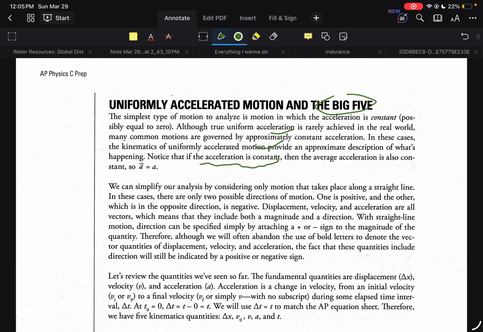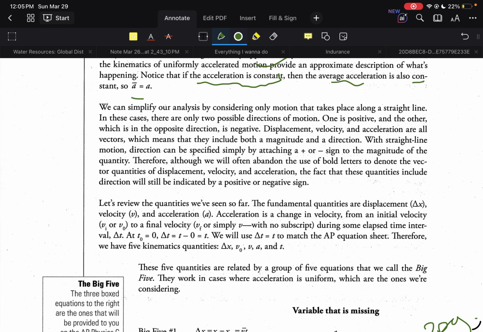Notice that if acceleration is constant, then average acceleration is also constant. In this case, there are only two possible directions for motion. One is positive, and the other direction is negative, if we say it moves only in a straight line.